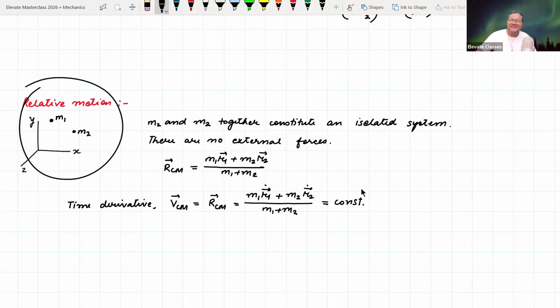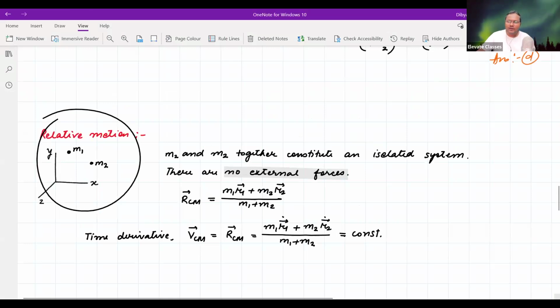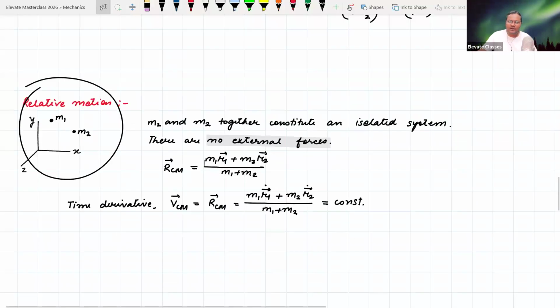Because the overall system is isolated, there are no external forces. So according to Newton's first law, if there are no external forces, the overall system will have a constant velocity along a straight line. Yes or no? मैं overall system की बात कर रहा हूँ, individual point masses की बात नहीं कर रहा हूँ. ठीक है, इस चीज को समझिए. It's not very complicated. The overall system will have a constant velocity.